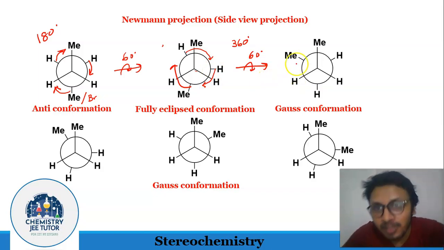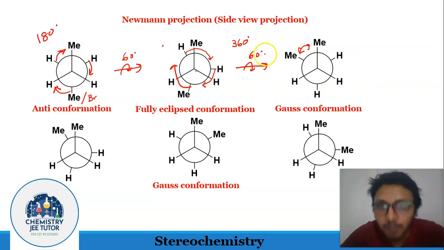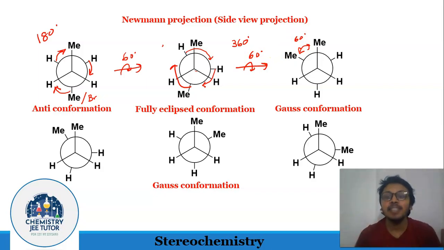Why gauche? See, this methyl and methyl, again I will talk about same size, not always will they be the same substituents. Here you are seeing methyl, methyl, but it may be methyl and bromine, methyl and hydroxy, or methyl and an NH2 group also. So similar substituents are at an angle of 60 degrees with respect to each other. When similar size substituents are at an angle of 60 degrees, it is called a gauche conformation. When similar size substituents are at an angle of 180 degrees, it is called an anti-conformation.